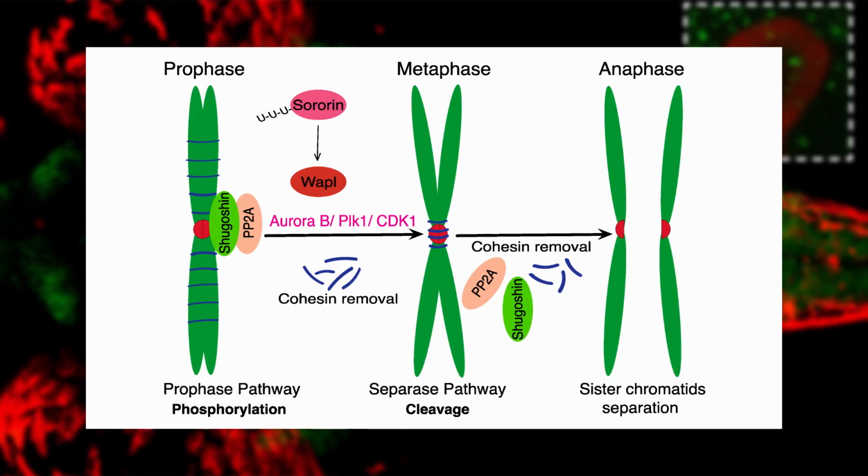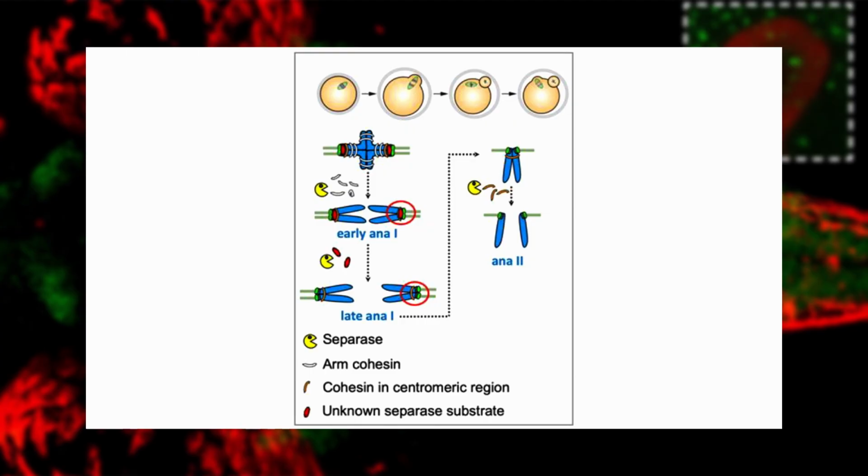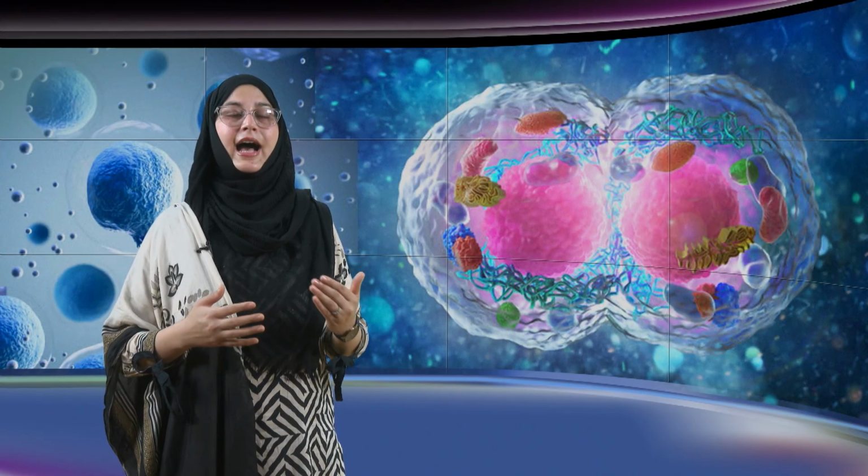Cohesins hold sister chromatids together. Cohesins are ring-like protein complexes made of SMC proteins and subunits such as SCC1 that hold sister chromatids together after DNA replication. In mitosis, cohesins maintain cohesion until separase cleaves them at anaphase. In meiosis, arm cohesins are removed in meiosis I to separate homologs, while centromeric cohesins are cleaved in meiosis II for chromatid separation. Cohesin dysfunction can cause non-disjunction and aneuploidy, as in Down syndrome.